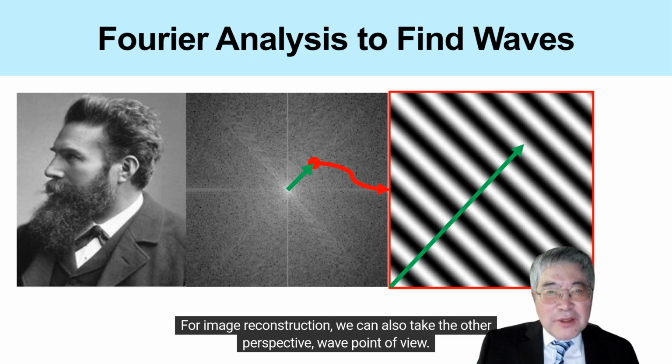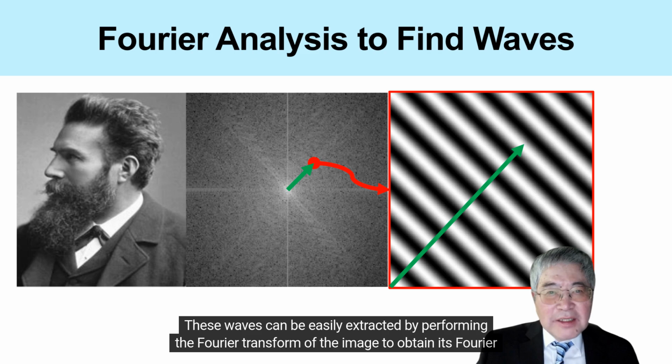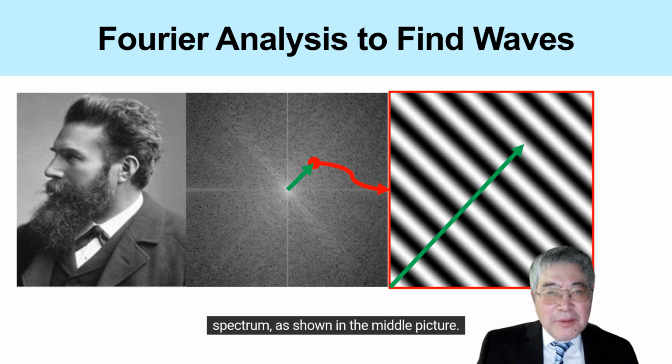For image reconstruction, we can also take the other perspective, the wave point of view. In this context, we treat an image as a superposition of many waves. In the 2D case, we have many 2D sinusoidal waves. These waves can be easily extracted by performing the Fourier transform of the image to obtain its Fourier spectrum, as shown in the middle picture.